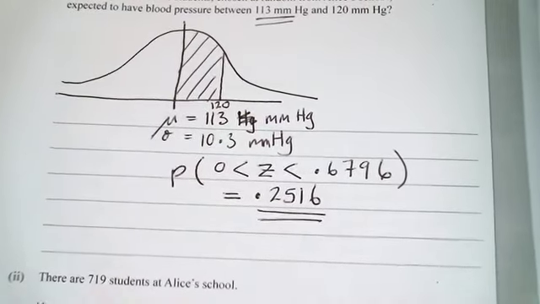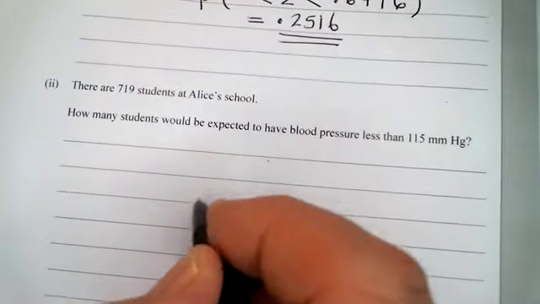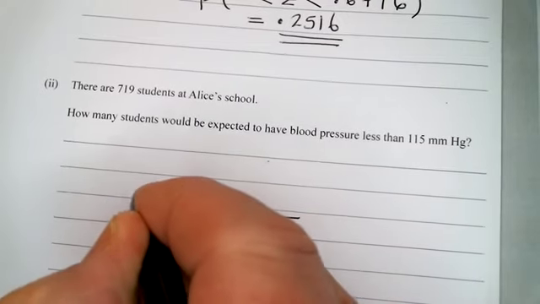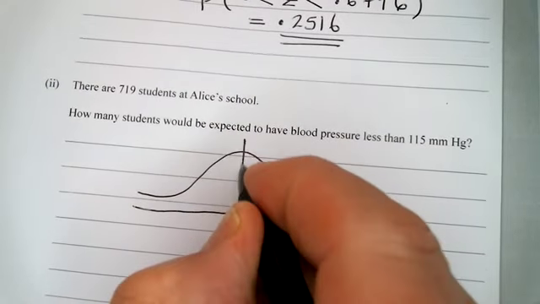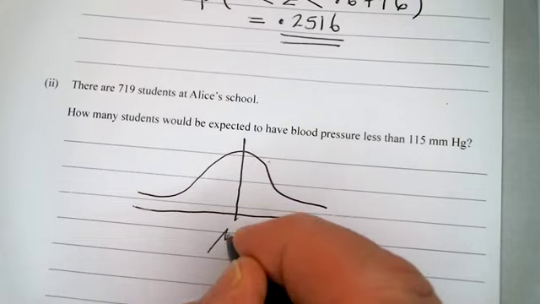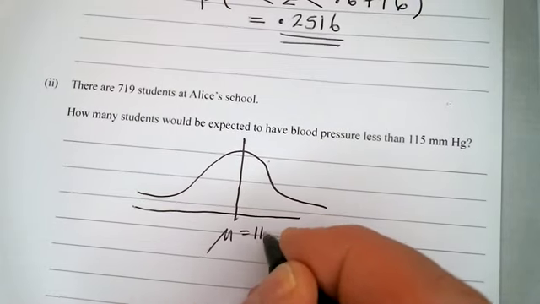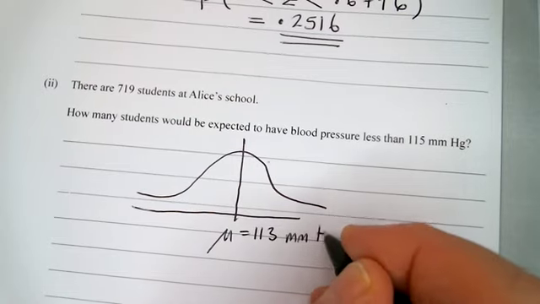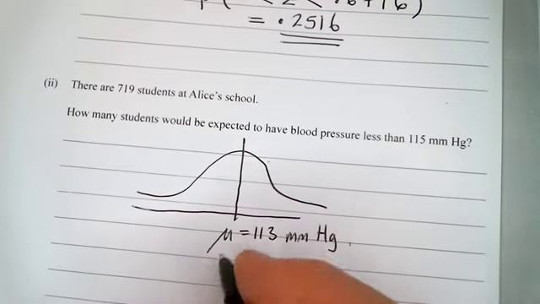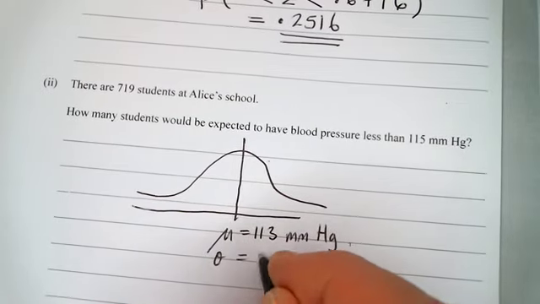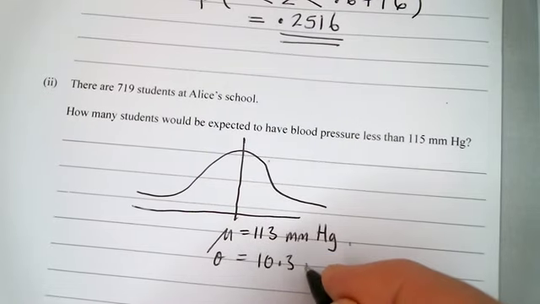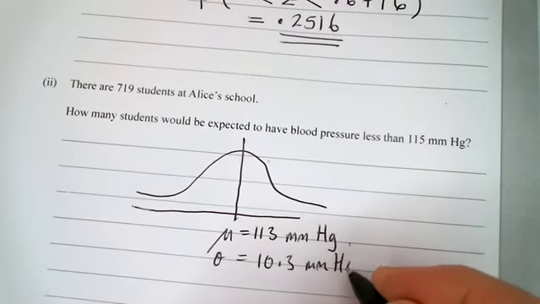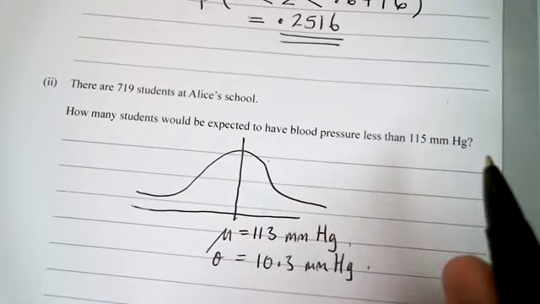So here's the previous diagram. I'll redraw this diagram, because we've got a slightly different scenario now. So here we go. We've got the same mean of 113, and it's millimeters, not milligrams, of mercury. I'm not used to saying this at all. The standard deviation remains unchanged at 10.3 millimeters of mercury. But this time we're saying less than 115.